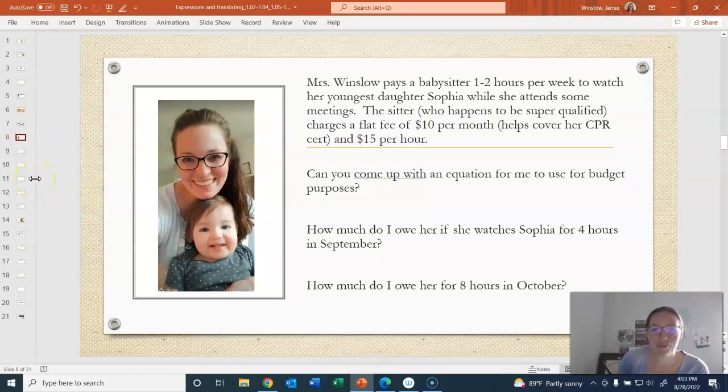All right, so I have an example. I love this picture. This is from when Sophia was like 9 months old. She's 4 now. She's so little.